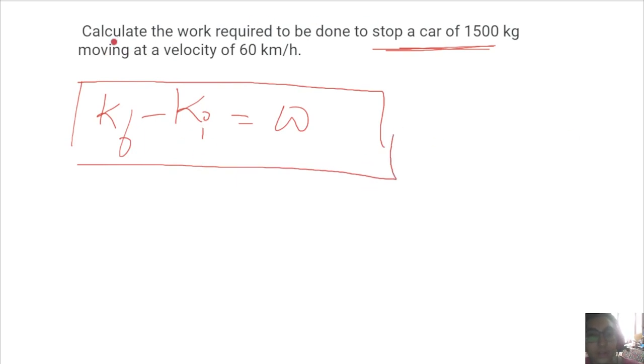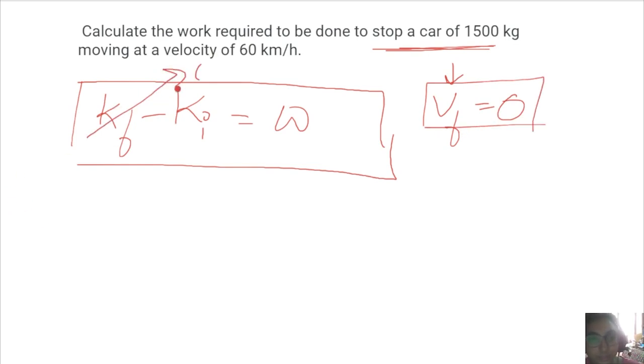So here we have to stop a car. If we have to stop a car, then obviously what will be its final velocity? Its final velocity will be 0, right? So here we can directly write it as 0, or work done equals the amount of energy that was required to stop this car, like the amount of kinetic energy that got converted the minute the work was done. Okay, so here it's simple.